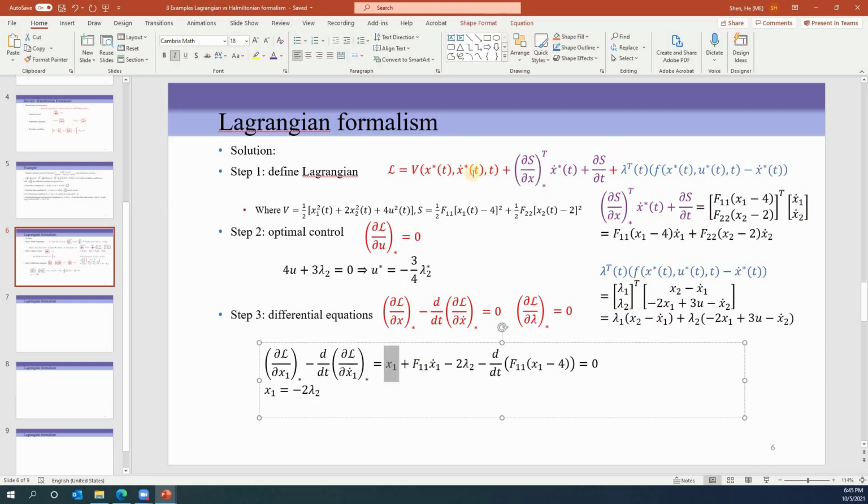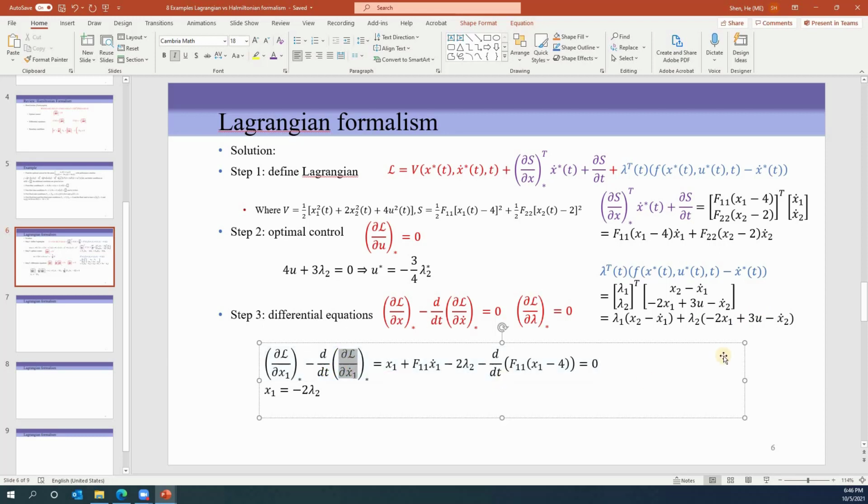Then we put everything together. Because L is composed of 3 terms, we're going to do the partial derivative of all the 3 terms with respect to x1. Let's see what we get. The first term over here, take a partial derivative of that with respect to x1, we get x1. The second term over here, we take the partial derivative of this with respect to x1, we get a f11 times x1 dot. This is over here. The third term, we take a partial derivative of this with respect to x1, we have a negative 2 lambda 2, right? So we have these 3 terms.